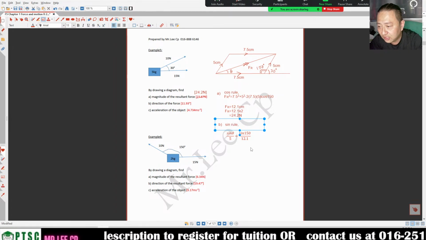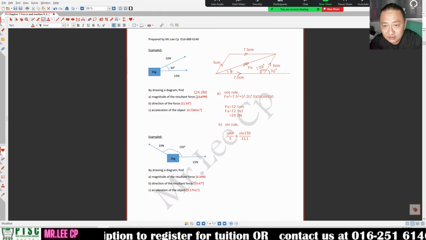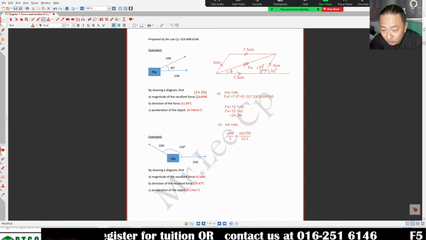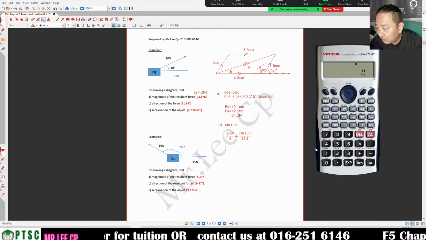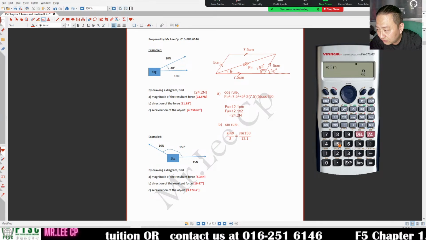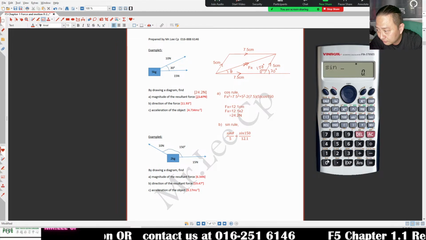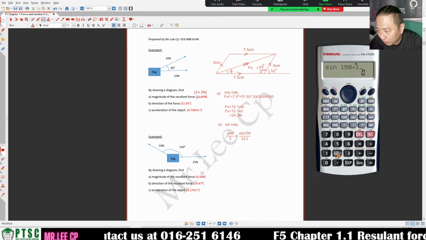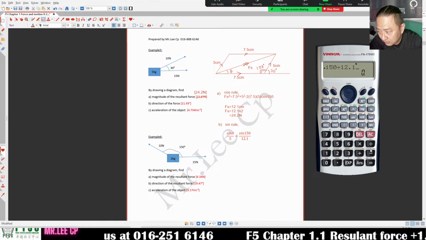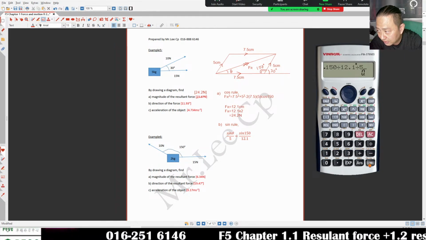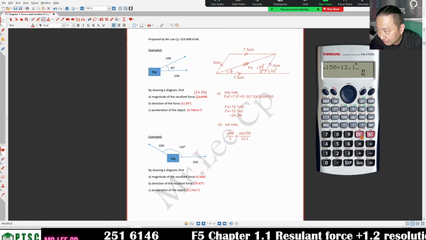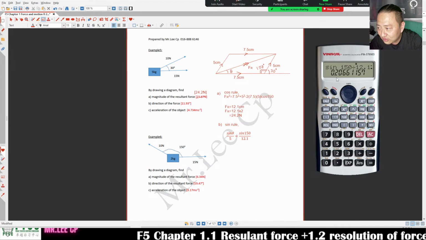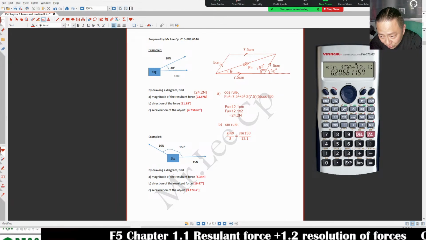So we are using the sine rule. What's the answer? If you find this one, times 5, it is sine 150 divided by 12.1, times 5. You get 0.2, and that is equal to your sine theta.